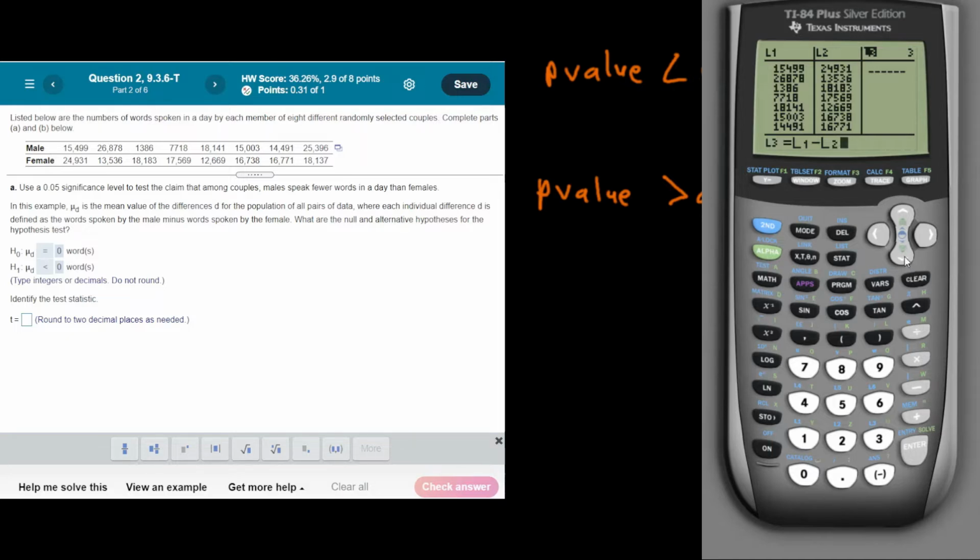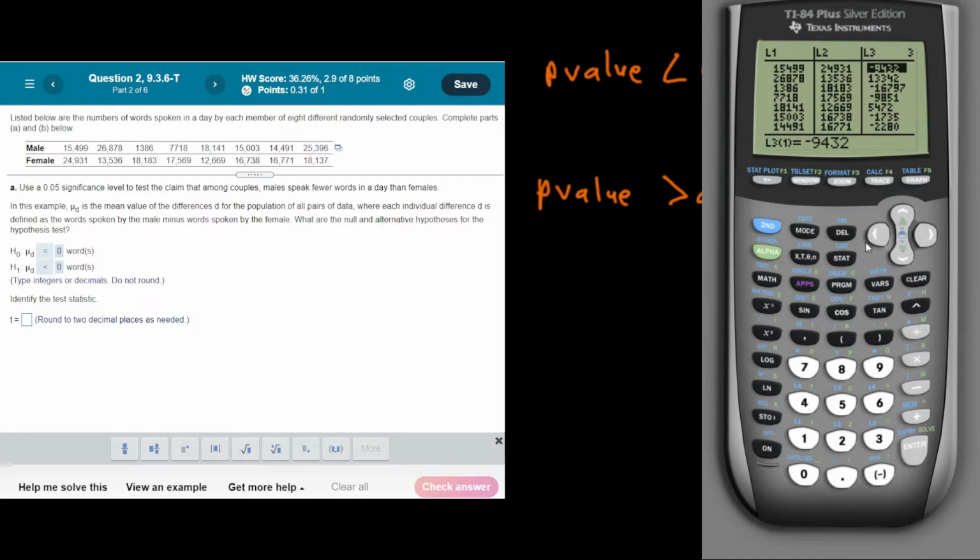You can hit the down arrow, or you can hit enter. Let's hit enter. And look at that. If you were to do 15499 minus 24,931, you're going to get negative 9432. And this is all you need. We're going to focus on just the L3. We're going to get all of our statistics. And that's it. That's the only step you really have to worry about in this section. That's the only twist. And believe it or not, it's simple.